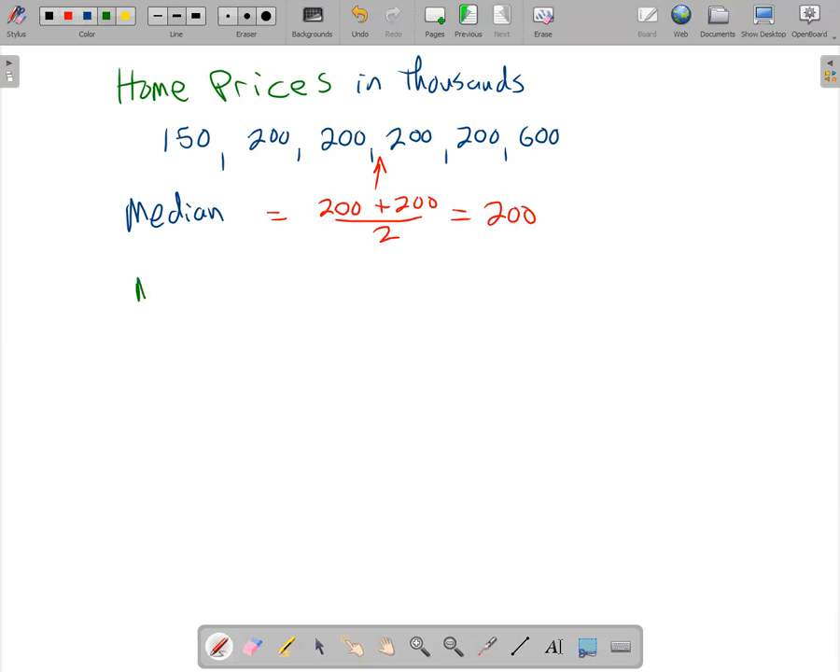The mean for this would be to add them all up. 150, plus, let's see, 1, 2, 3, 4 200s. I'm just going to write 4 times 200, it's easier. Plus 600, divided by, how many are there? 6 of them. All right, what do we get when we do that? That gives us 800 plus 600 is 1,400, 1,550.